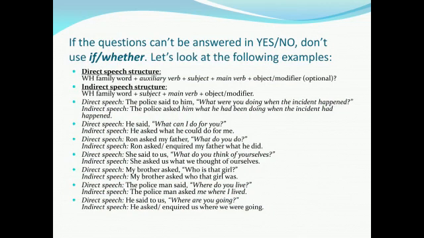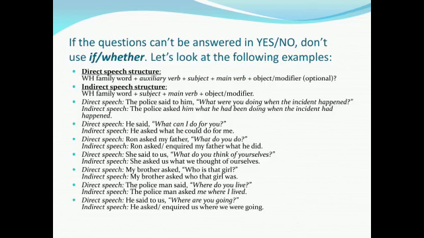Let's look at the following examples. Now, these will obviously be what kind of sentences? WH questions. Yes, because they can't be answered in yes or no. So the direct speech structure will be WH family word plus auxiliary verb plus subject plus main verb plus object or modifier, which is optional, plus question mark. So in indirect speech, how will it become? The WH family word will remain there itself. It will not change, unlike the auxiliary verb, plus subject plus main verb plus object or modifier and full stop. So let's see the example in direct speech based on these formulae given above.